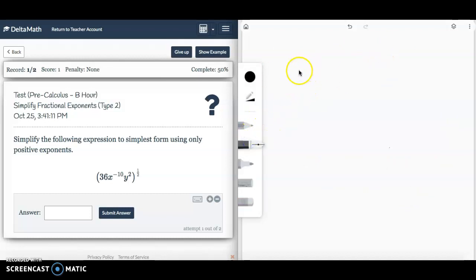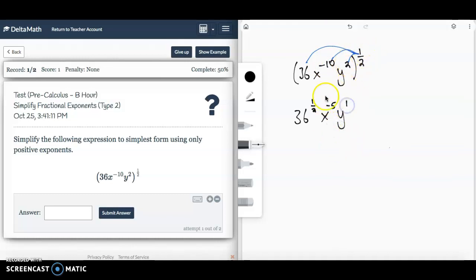All right, so I have 36 x to the negative 10 y squared, all to the 1/2 power. And I see that I can absolutely distribute my 1/2 because there is no addition or subtraction happening. So I'm distributing that exponent and I'll end up with 36 to the 1/2 power x. When you have an exponential expression to another exponent, you have a power to a power, so you multiply your exponents. Negative 10 times 1/2 is negative 5. And same thing with your y's, 2 times 1/2 is a positive 1.